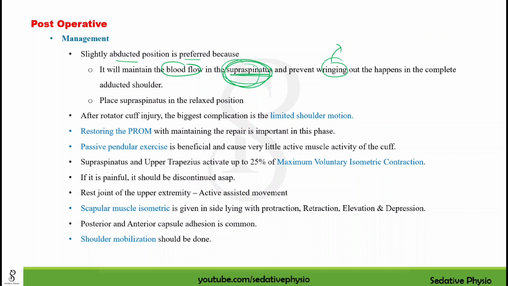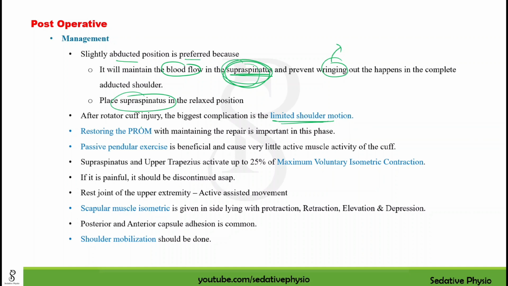The second reason behind this abducted position is that the supraspinatus is in a relaxed position at this stage. That's why we prefer the slightly abducted position, right? Now, after the rotator cuff injury, the biggest complication is limited shoulder motion. So we will have to work on the shoulder motion, but we cannot go directly to active range of motion.